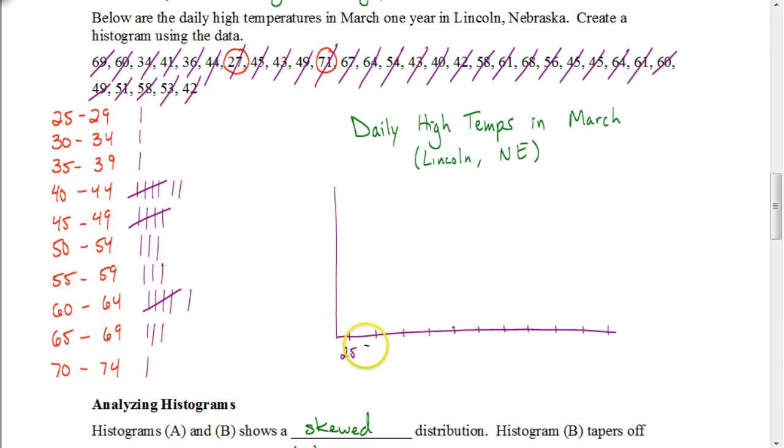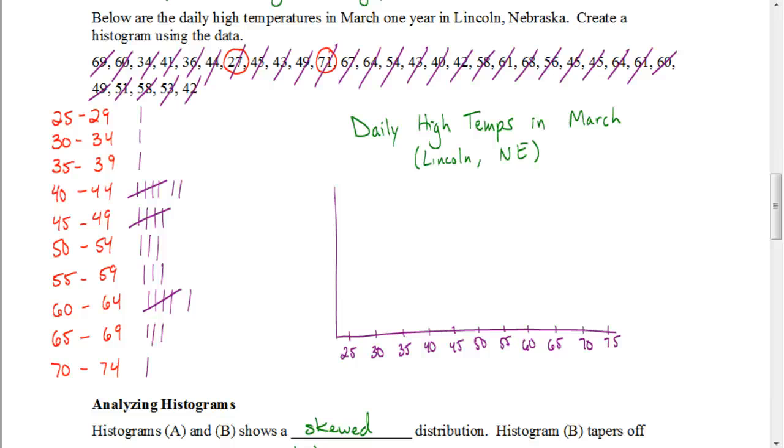And so we'd have 25. Now I don't put 29 here, I put 30. So we basically put the first number from each bin here. So from 25 to 29 is this first bin, but the next one starts with 30. So 30 to 34, so then we'd have 35. And if you notice, we do have to go up to 75 to make sure that we can squeeze in that last bin.